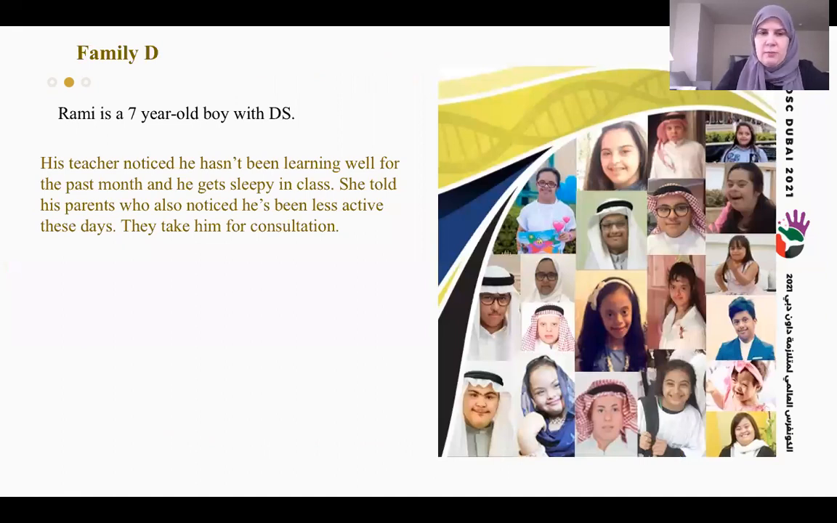Okay, my next family is Rami. He's 7 years old with Down syndrome. His teacher noticed that Rami hasn't been learning well for the past month and that he's getting sleepy in class. She told his parents, and they had also noticed that he's been less active these days. So what could be the cause?